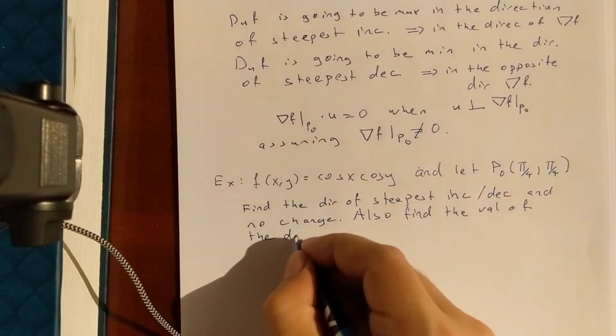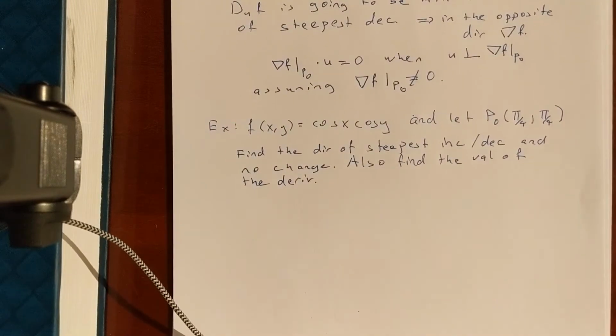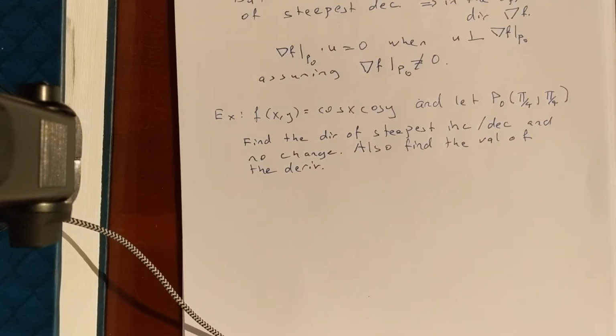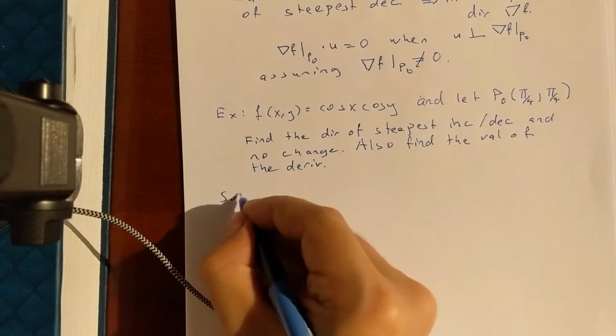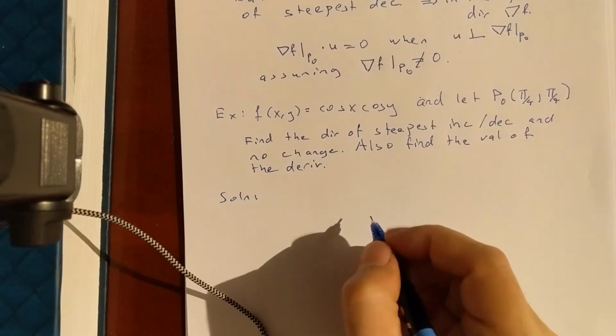So this will put everything we've done so far. It'll bring it all together in this example. Okay, so the first order of business that we've got to do is calculate these partials. We need to calculate fx and fy.